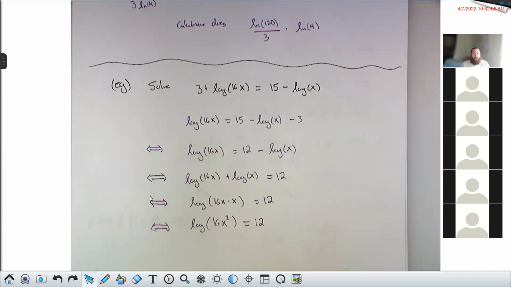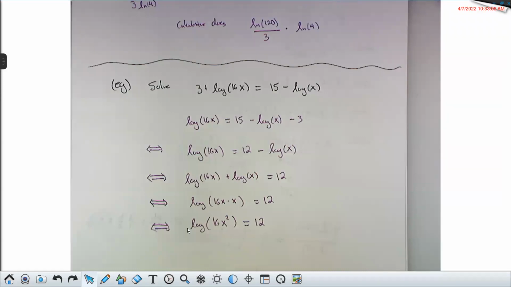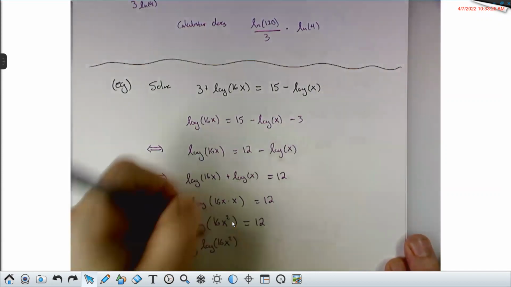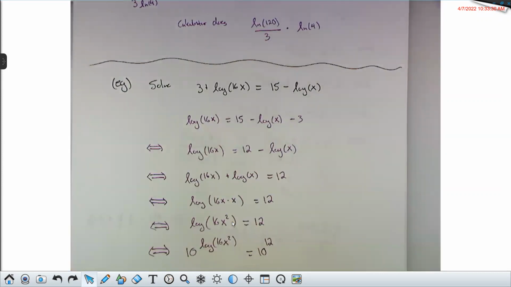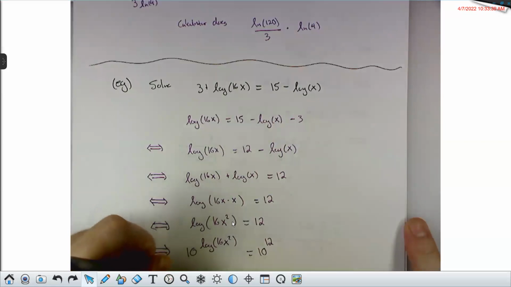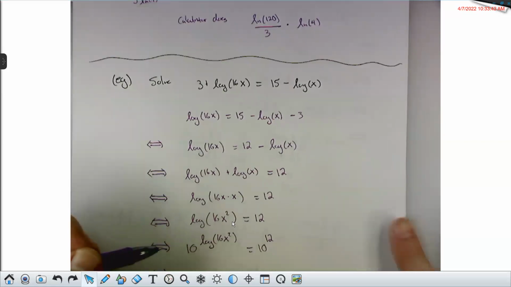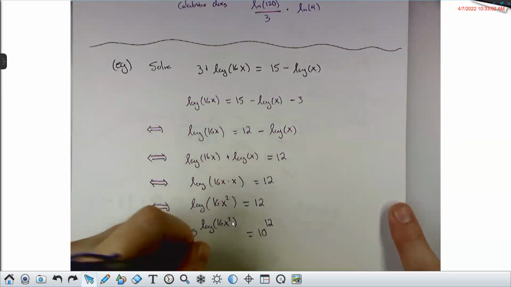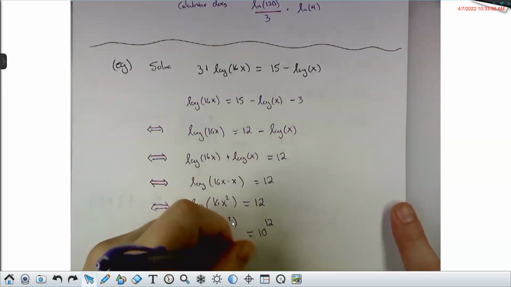Now I'm in a place where I can get rid of the log. How do I get rid of this log? Base 10. Yeah, it's a base 10 log, so I'm going to exponentiate on both sides base 10. In other words, I'm going to put both sides in the exponent of the number 10. Now 10 to the 12 is an enormous number. It's a 1 followed by 12 zeros. So I'm just going to leave 10 to the 12 as 10 to the 12. But on the right-hand side, something nice happens. The 10 and the log cancel, right? This is like f of f inverse of some stuff. So the left-hand side just becomes 16x squared. The right-hand side is 10 to the 12.